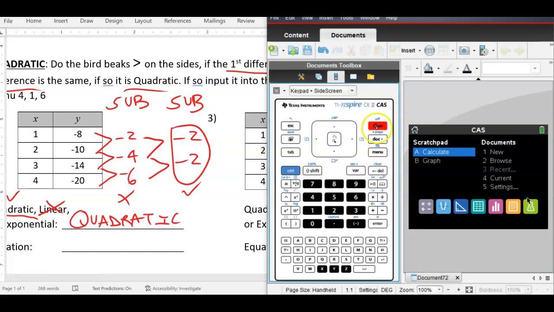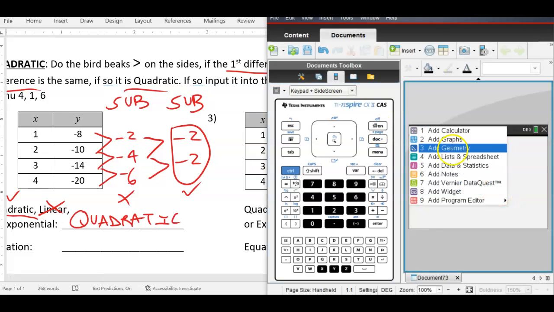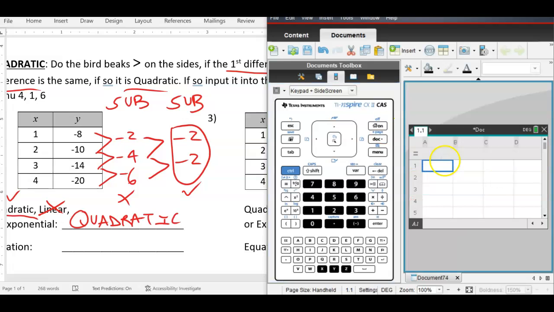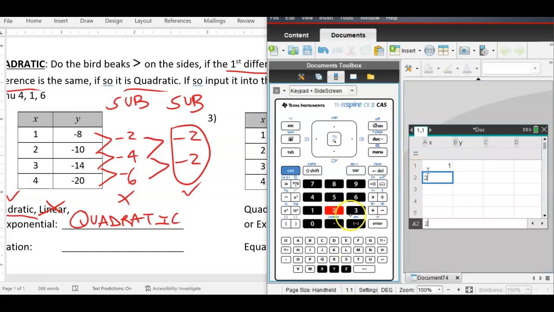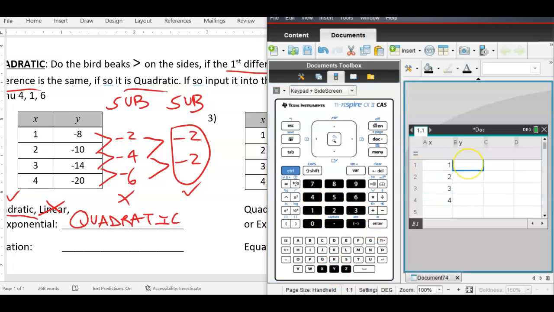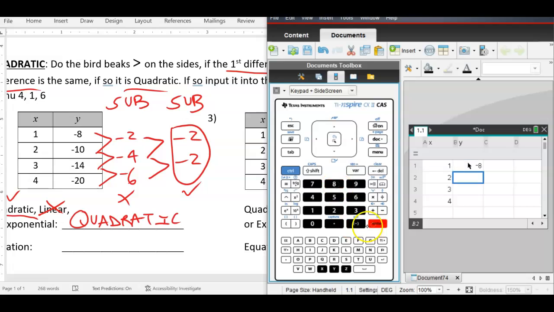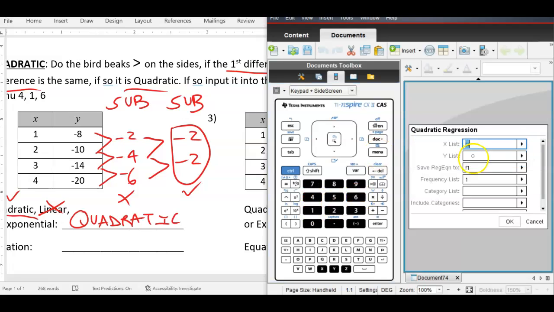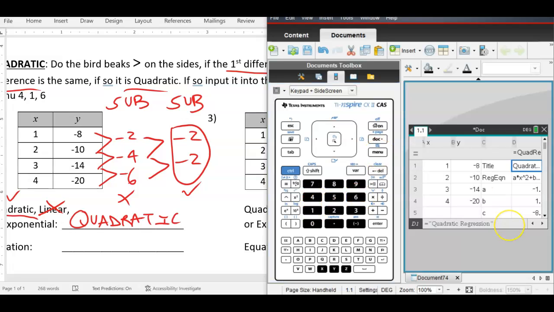I go to my calculator, I do a new document, I don't save, I go to number 4, not 3. X and Y at the top, 1, 2, 3, 4, negative 8, negative 10, negative 14, negative 20. What do I do for quadratic? Like the warm-up, menu 4, 1, 6. X is X, Y is Y, and I hit enter.